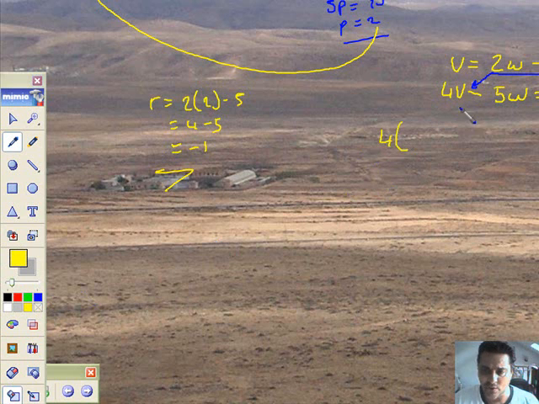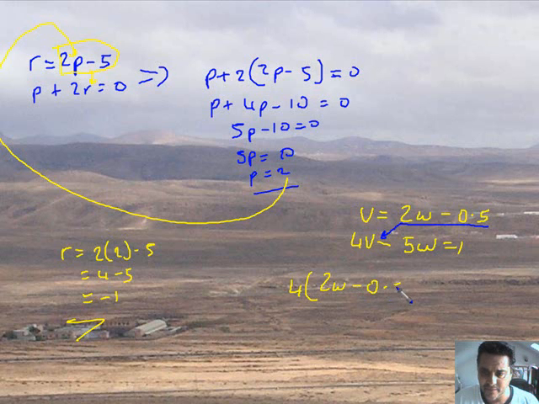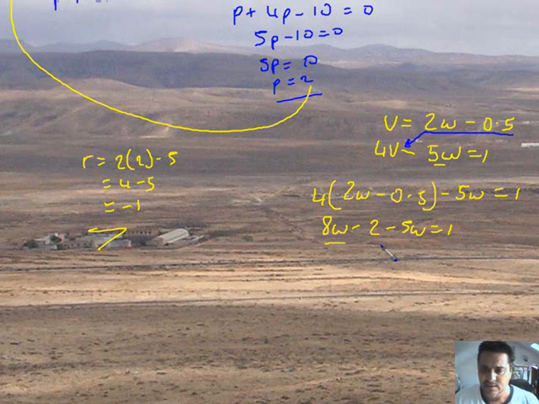So I've got 4 lots of v, which is 2w minus 0.5. Then I've got to take away 5w, because that's what it says in the second equation there. All comes to 1. Multiply out. 8w minus 2. 4 times a half is 2. Take away another 5w. That's what it says. So we've got 8 take away 5. That gives me 3w. Minus 2 is 1.